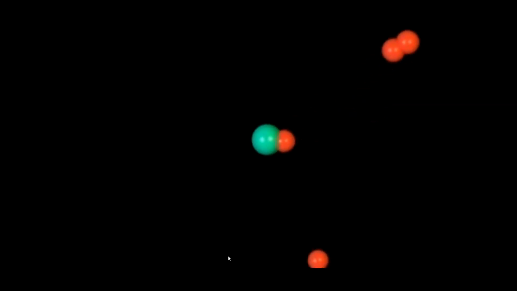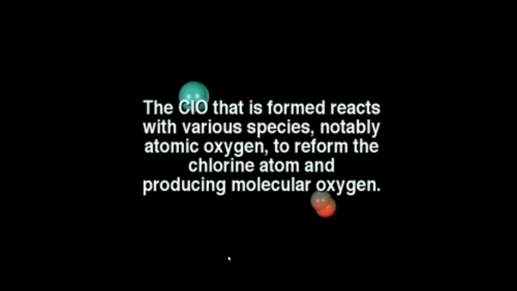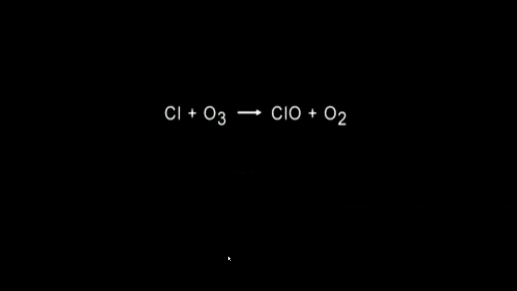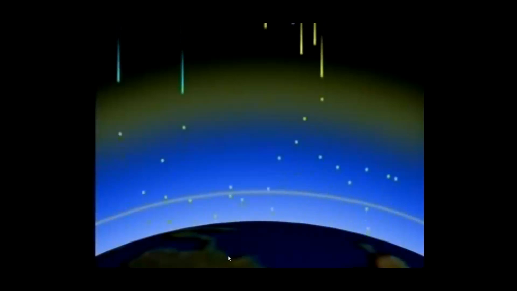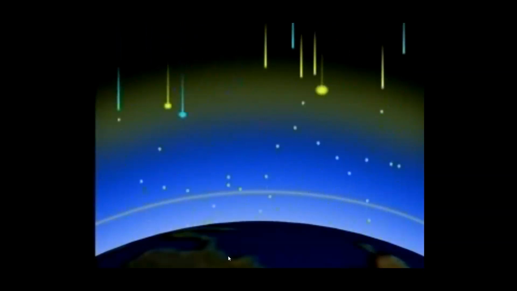Collision with an ozone molecule results in oxygen transfer, forming ClO and molecular oxygen. The ClO that is formed reacts with various species, notably atomic oxygen, to reform the chlorine atom and producing molecular oxygen. The sequence of reactions consists first of reaction of chlorine atoms with ozone, followed by the reaction of ClO with atomic oxygen. The overall reaction is just the decomposition of ozone. Atomic chlorine acts as a catalyst for the decomposition. Because the presence of CFCs in the stratosphere is capable of substantially reducing the ozone shield on which life depends, their manufacture and use has been greatly curtailed in the industrialized nations. Nevertheless, their effects on the ozone layer will remain for decades.